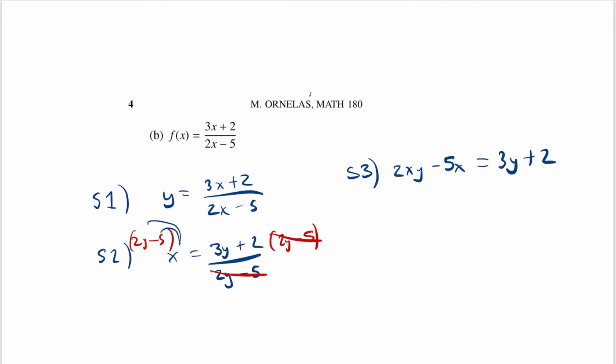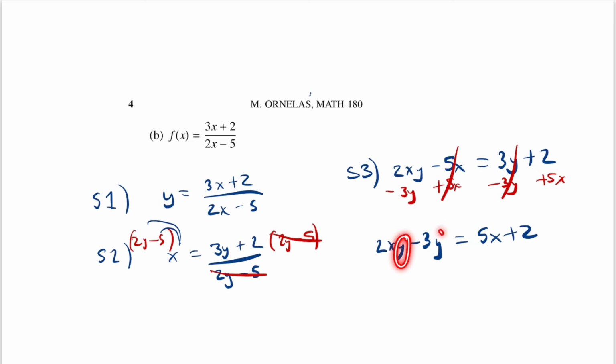So let's move the 5x over to the right side and the 3y over to the left side. So plus 5x to both sides, minus 3y to both sides, and that will give us 2xy minus 3y equals 5x plus 2. So now we're in a position where we can actually factor out the y. So factor out the y, and we're left with y times 2x minus 3 equals 5x plus 2.